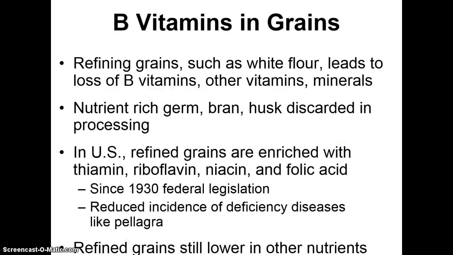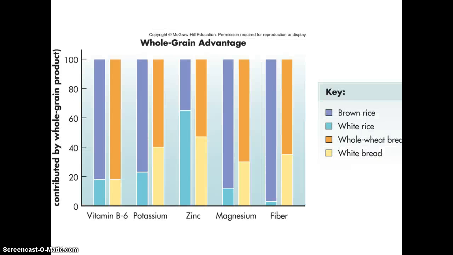So again, the refining of grains makes the B vitamins drop, but because of the 1930 federal regulation that required fortification, enrichment, these grains now have been enriched with thiamine, riboflavin, niacin, and folic acid. However, they're still quite low in other nutrients.